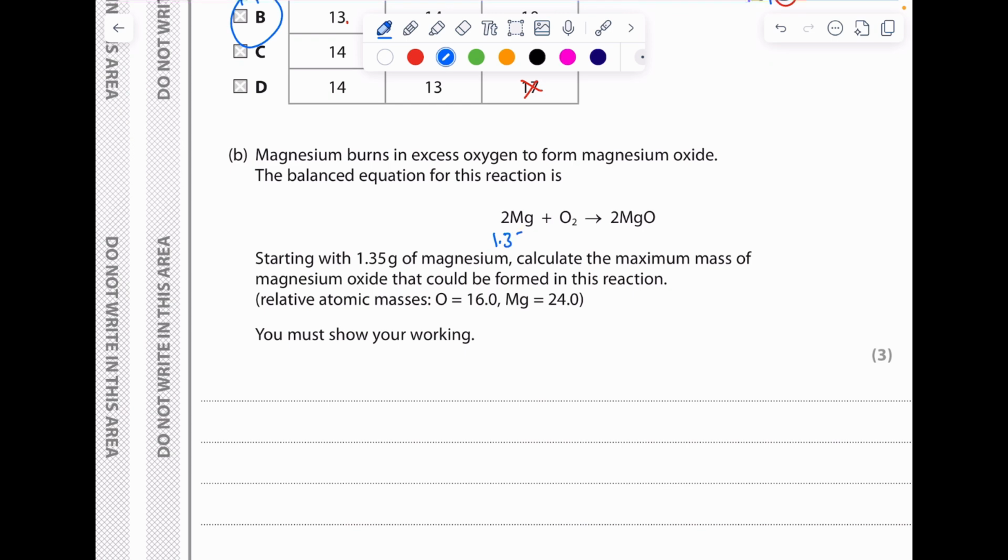Okay, magnesium burns in excess oxygen to form magnesium oxide, starting with 1.35 grams of magnesium. Calculate the mass of magnesium oxide that would be formed. Okay, and we're told the relative atomic mass. You must show your working out.